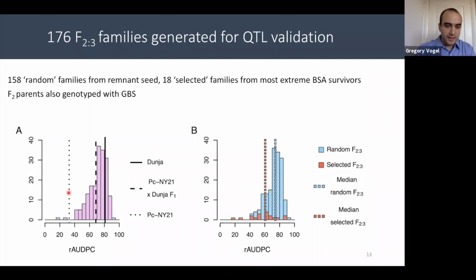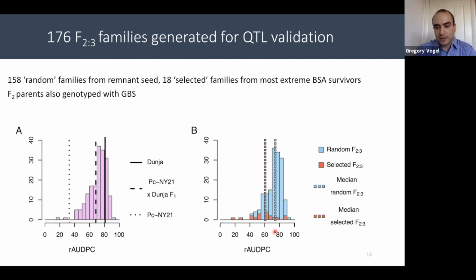When we look at the distribution of the disease resistance levels of these F2:3 families, as reflected by their relative area under the disease progress curve, which is on a scale of 0 to 100, 100 being most susceptible and 0 being most resistant, we see almost a normal distribution. We see some transgressive segregation where some families were either more resistant or more susceptible than their parents. And we see that the F1 of the cross was approximately intermediate between the parents.